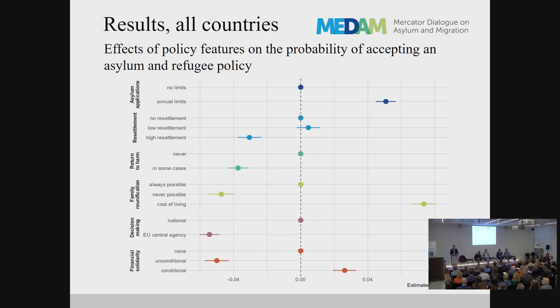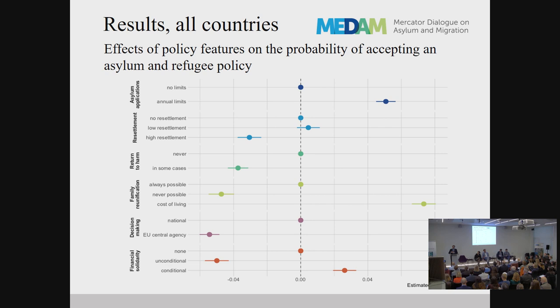So what this chart shows you, as I said, is the average marginal component effect. So what that means is that you see how particular policy features influence public support. The dots on the dotted line, these are the reference category. Okay, so compared to a policy that has no limits on the annual applications for asylum in a country, what happens if you look at the policy features of having a limit on the number of applicants? You see there's about a 5 percentage point or 6 percentage point difference. So having a policy that has a limit increases the probability of that policy being accepted by about 5%. There's a positive impact. So people have a preference for limits in that particular policy area.